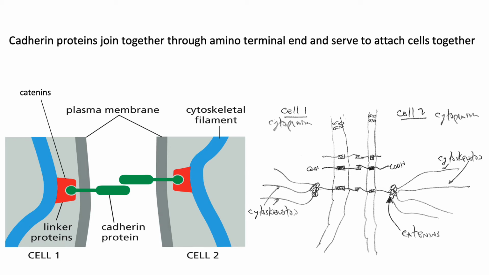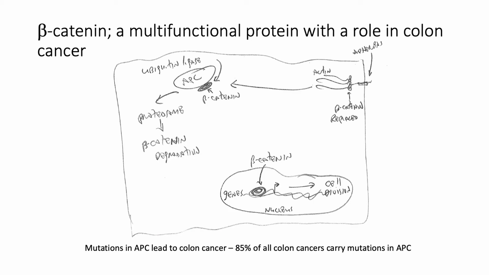But I want to digress a little, not digress, but just kind of go off on a little bit of a separate tangent for just a second and talk a little bit more about catenins, because the catenins turn out to be multifunctional proteins, and what nobody ever expected is that they play a very, very important role in colon cancer. So let me tell you about that. Okay, so what I've written here is beta-catenin. It's a multifunctional protein with a role in colon cancer. Let me explain what happens here.